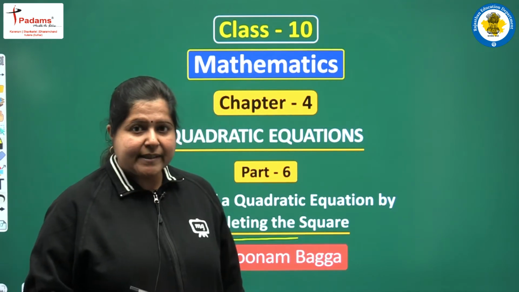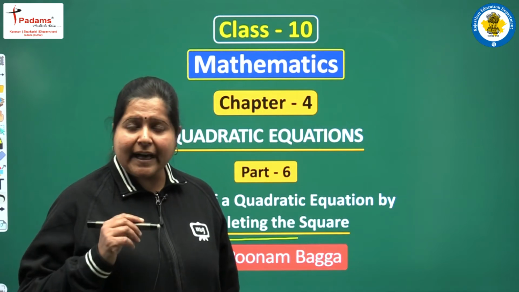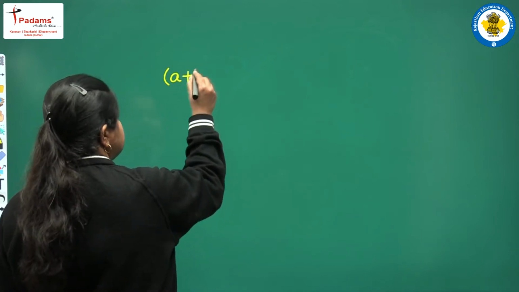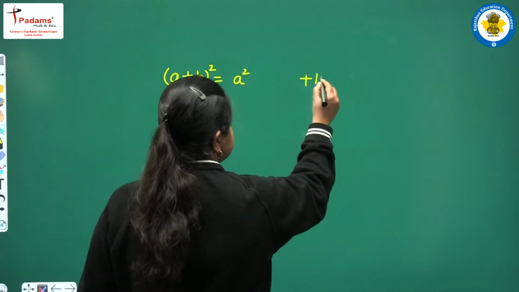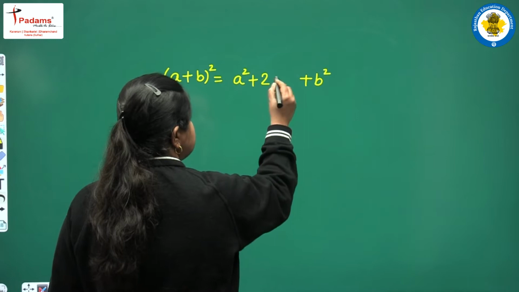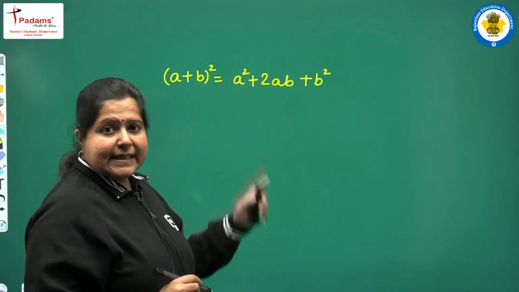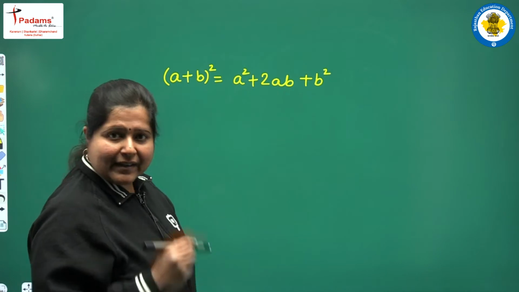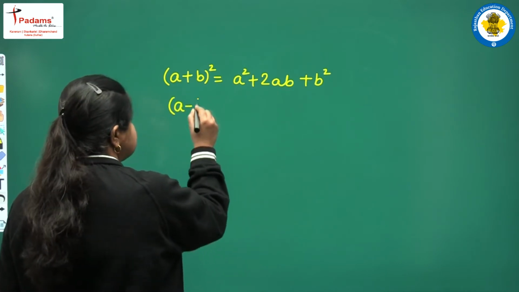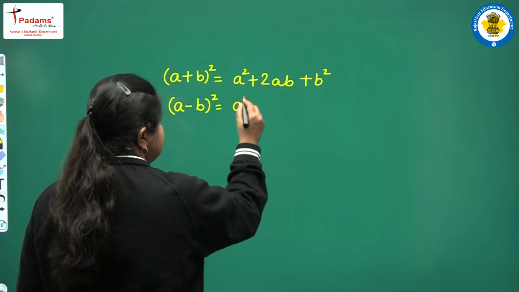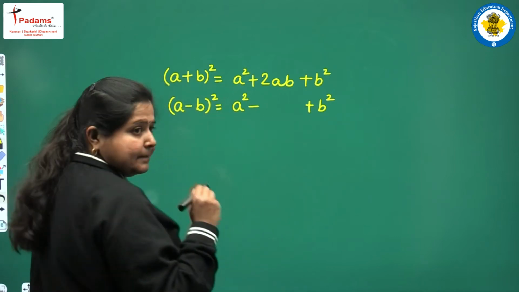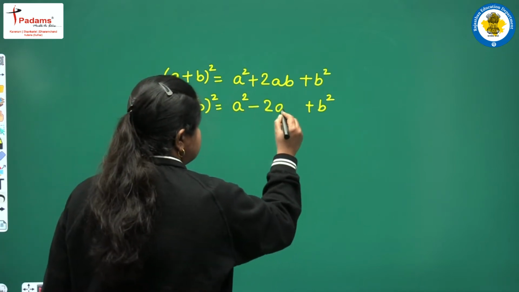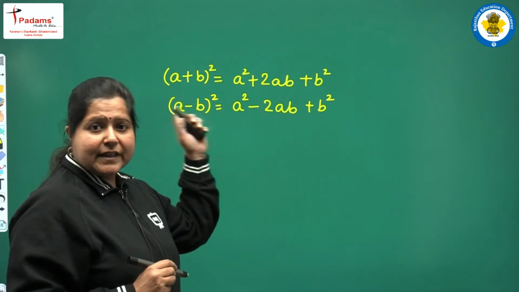To understand this method, let us go back to the first two algebraic identities which we already know. The first identity is (a + b) whole square. How do we expand it? First number square plus second number square, and in between multiply both of them by 2. This is the expansion of this given square. Similarly, we know that (a - b) whole square is equal to a square, first number square, plus second number square, and in between minus, multiply both of them by 2. This is the expansion of this square.